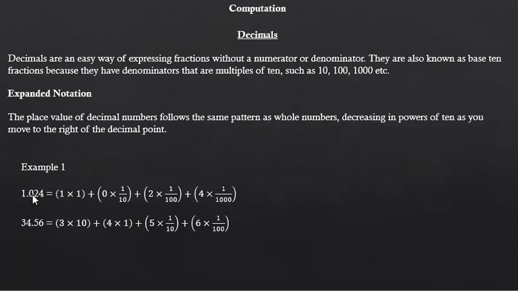So for example, 1.024 is really saying 1 multiplied by 1 plus 0 multiplied by 1 over 10 plus 2 multiplied by 1 over 100 plus 4 multiplied by 1 over 1,000.